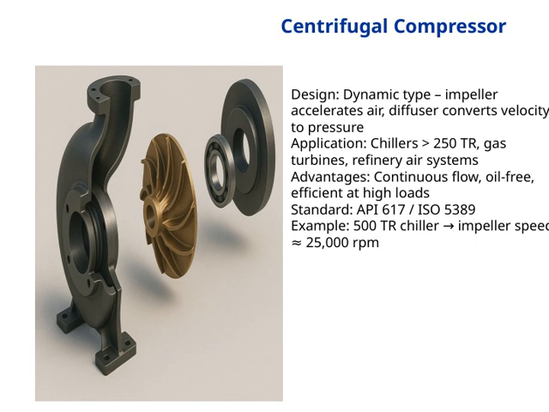Then, the diffuser plays a crucial role by converting that high velocity into increased pressure, making the compressed air ready for use. In terms of applications, centrifugal compressors are typically used in large chillers, specifically those over 250 TR, gas turbines, and refinery air systems. They're well suited for these heavy-duty tasks because of their ability to handle high volumes efficiently.